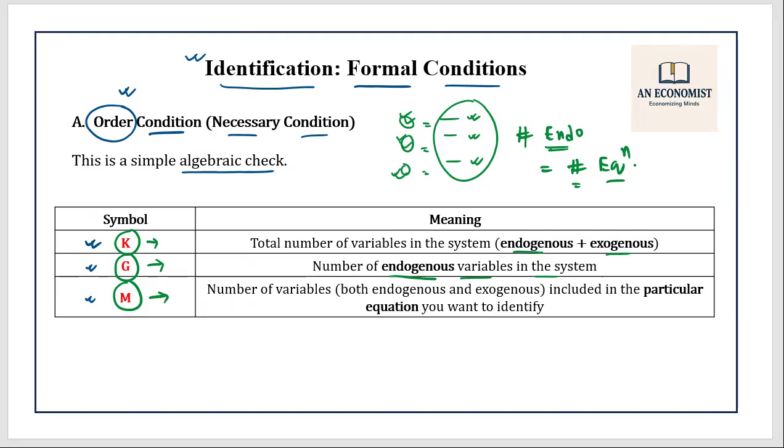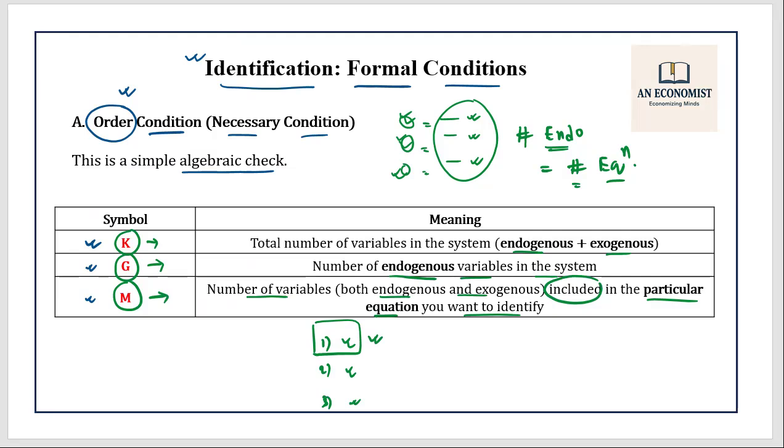And there is a third variable, which is the most important to understand, which is the variable m. M denotes the number of variables, both endogenous and exogenous, included in a particular equation that you want to identify. Suppose your system contains three basic structural equations. You want to know whether the first equation is identified or not. The question is formed in this particular way in different examinations: what can you say about the first equation, whether it is identified or not.